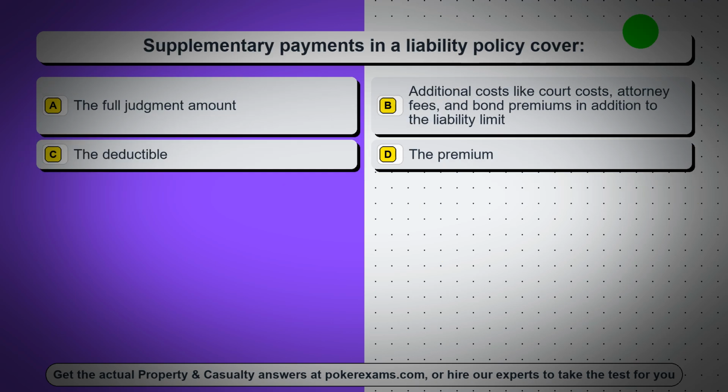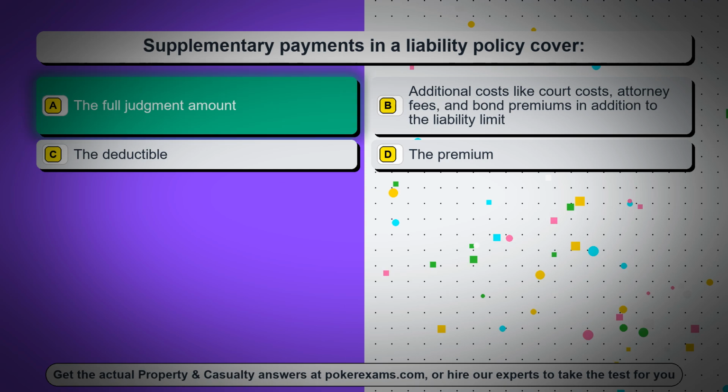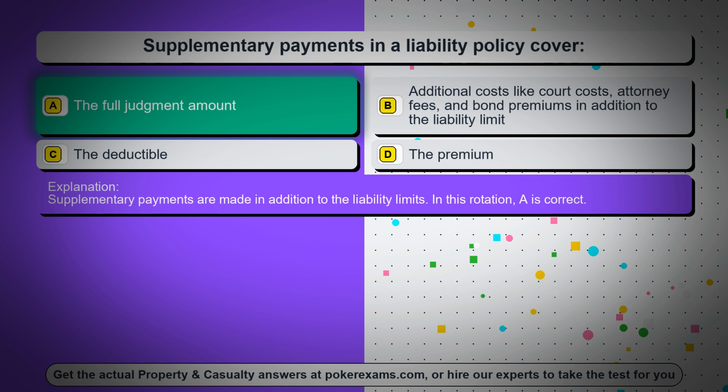Question 70. Supplementary payments in a liability policy cover, option A, the full judgment amount. Option B, additional costs like court costs, attorney fees, and bond premiums in addition to the liability limit. Option C, the deductible. Option D, the premium. The correct answer is option A, the full judgment amount. Supplementary payments are made in addition to the liability limits. In this rotation, A is correct.